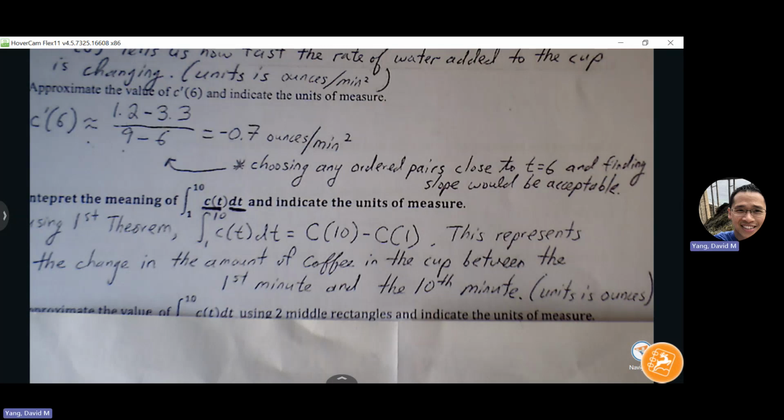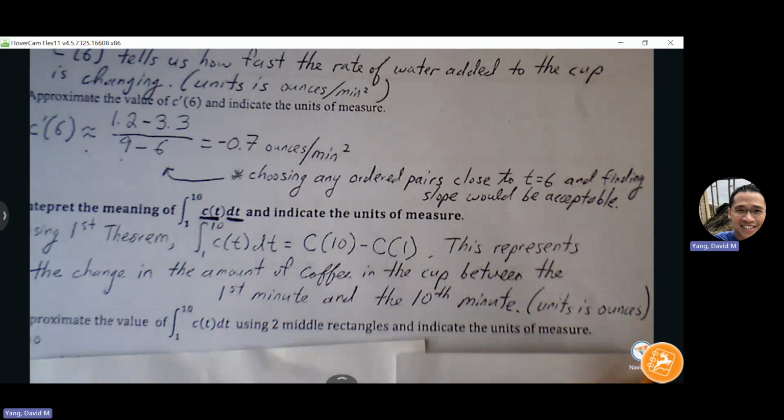This is just an indication of what's really going on here. This is saying that lowercase c becomes uppercase C, and this is really indicating how much water has been accumulated in the cup by the 10th minute, subtracting the amount of water in the cup at the 1st minute. If I subtract those two, I have the amount of water added between the 1st and 10th minute. And we're talking about ounces here, right? Not ounces per minute, even though you may be tempted to because you see C of t and you're thinking, okay, C of t is ounces per minute, but something is changing, right? The integral is changing it to ounces.